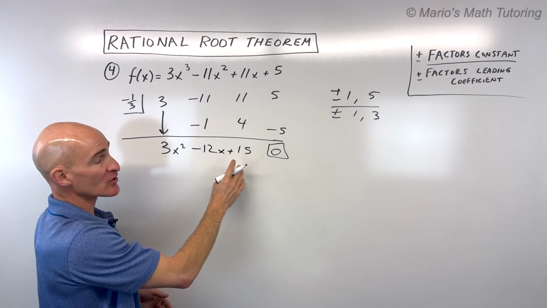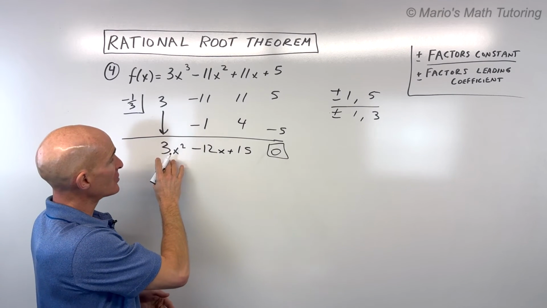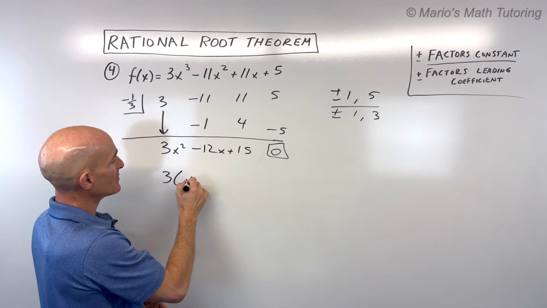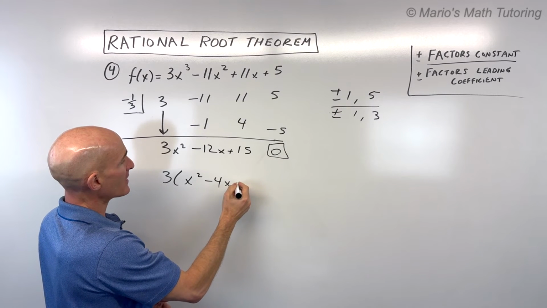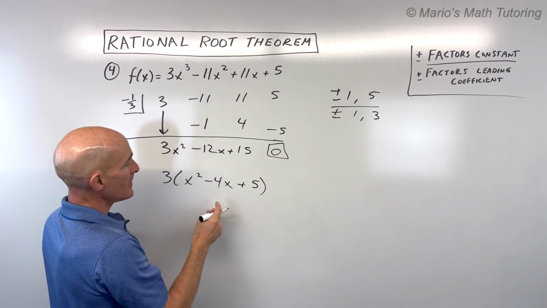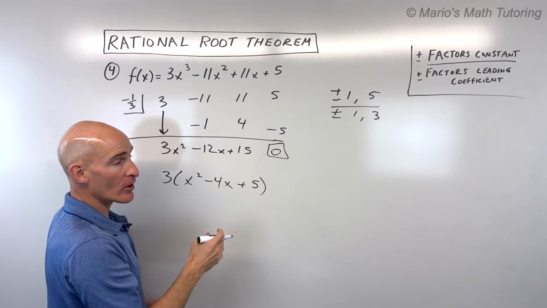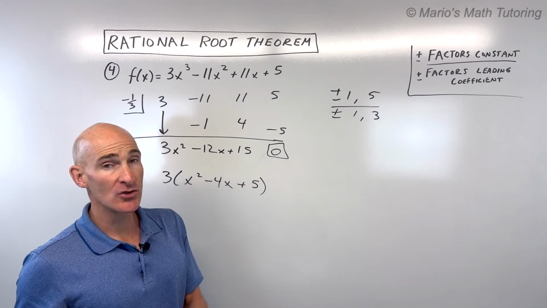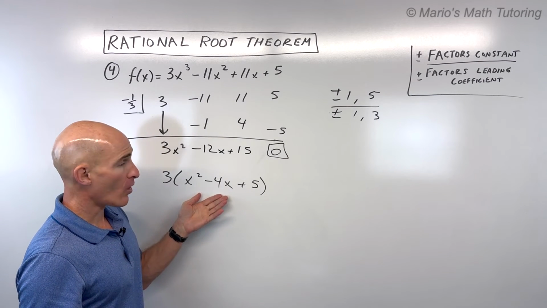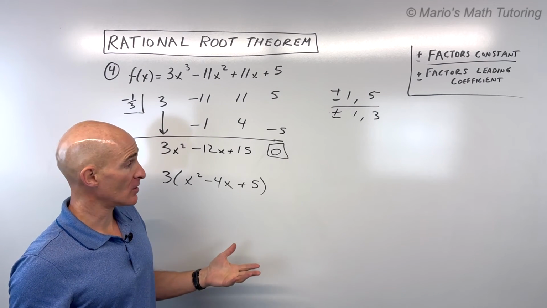Okay, now we can try to factor this. It looks like you can divide out a 3. That's going to give us x squared minus 4x plus 5. We could try to factor this. Are there 2 numbers that multiply to 5 but add to -4? No. So what we could do is we could either do the quadratic formula or completing the square.